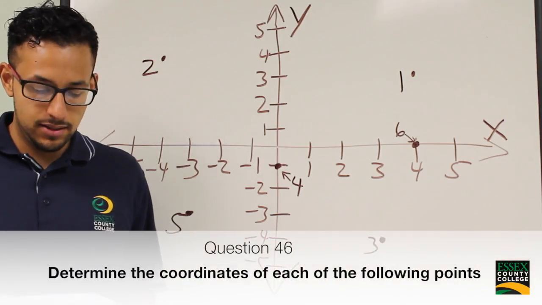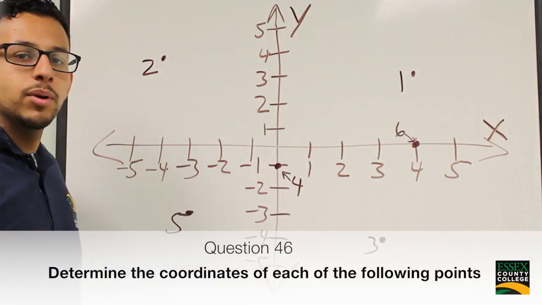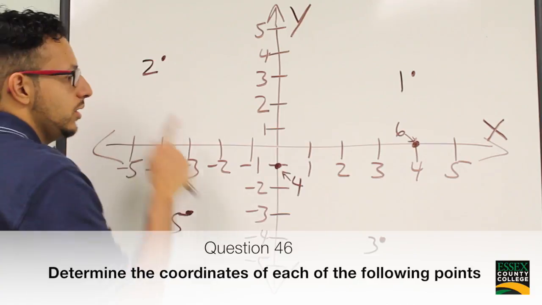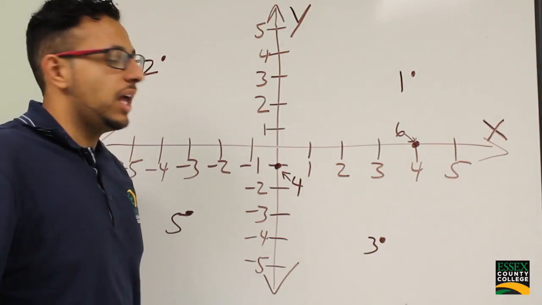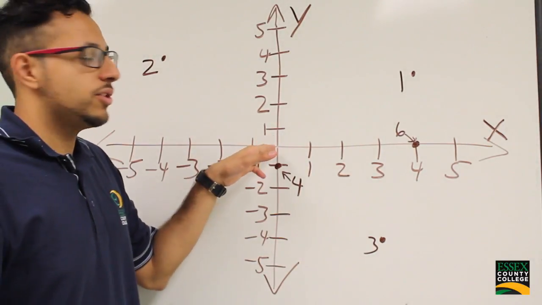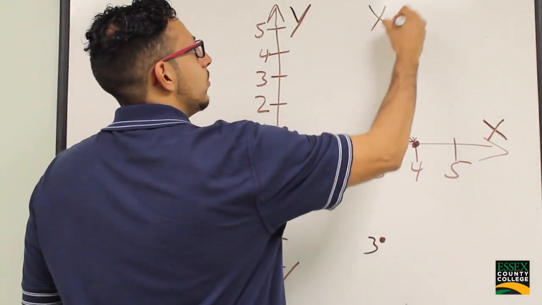The problem states, determine the coordinates of each of the following points. They numbered points on the graph. So this is number 1, number 2, number 3, number 4, number 5, number 6. They want us to determine each of these points. So we start at the origin. Each point is in x, y form.